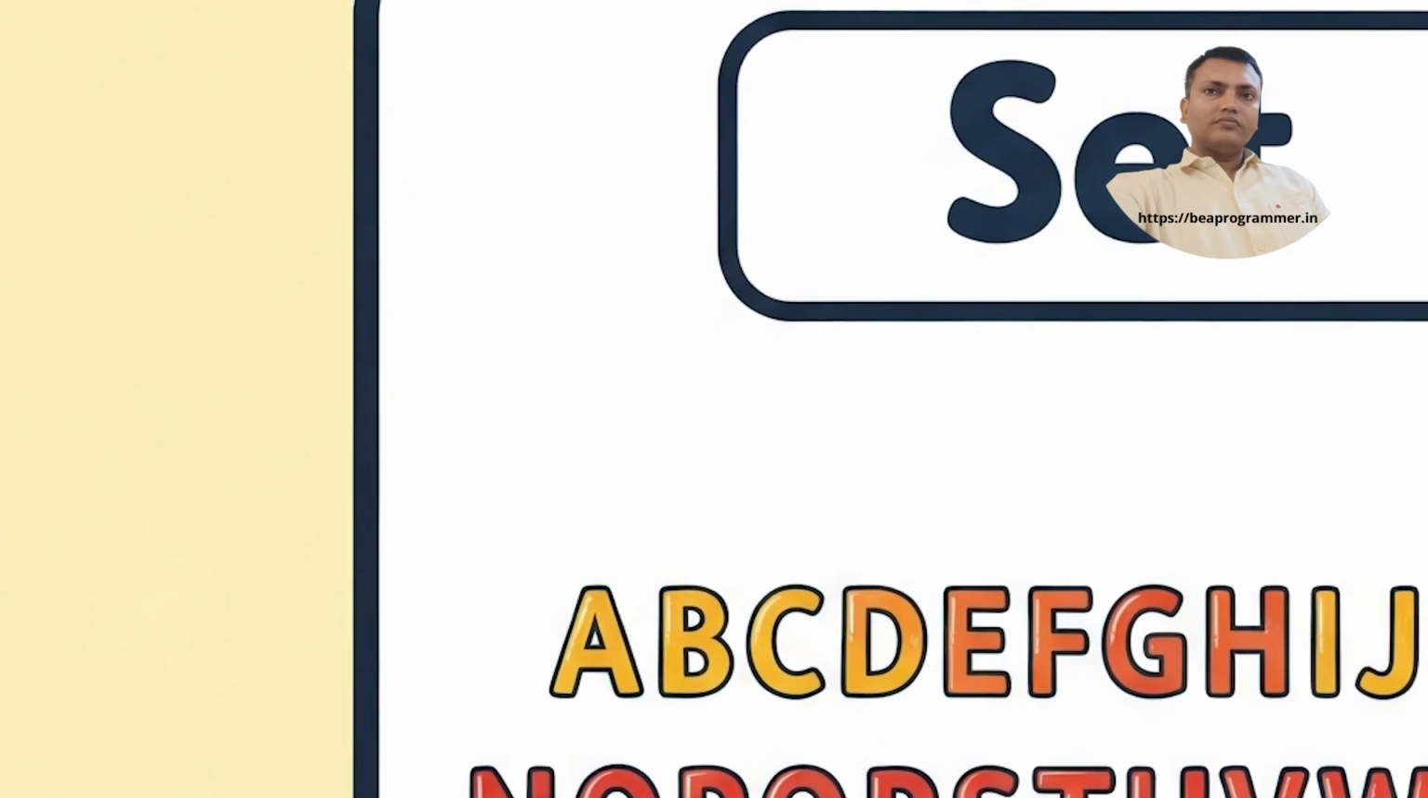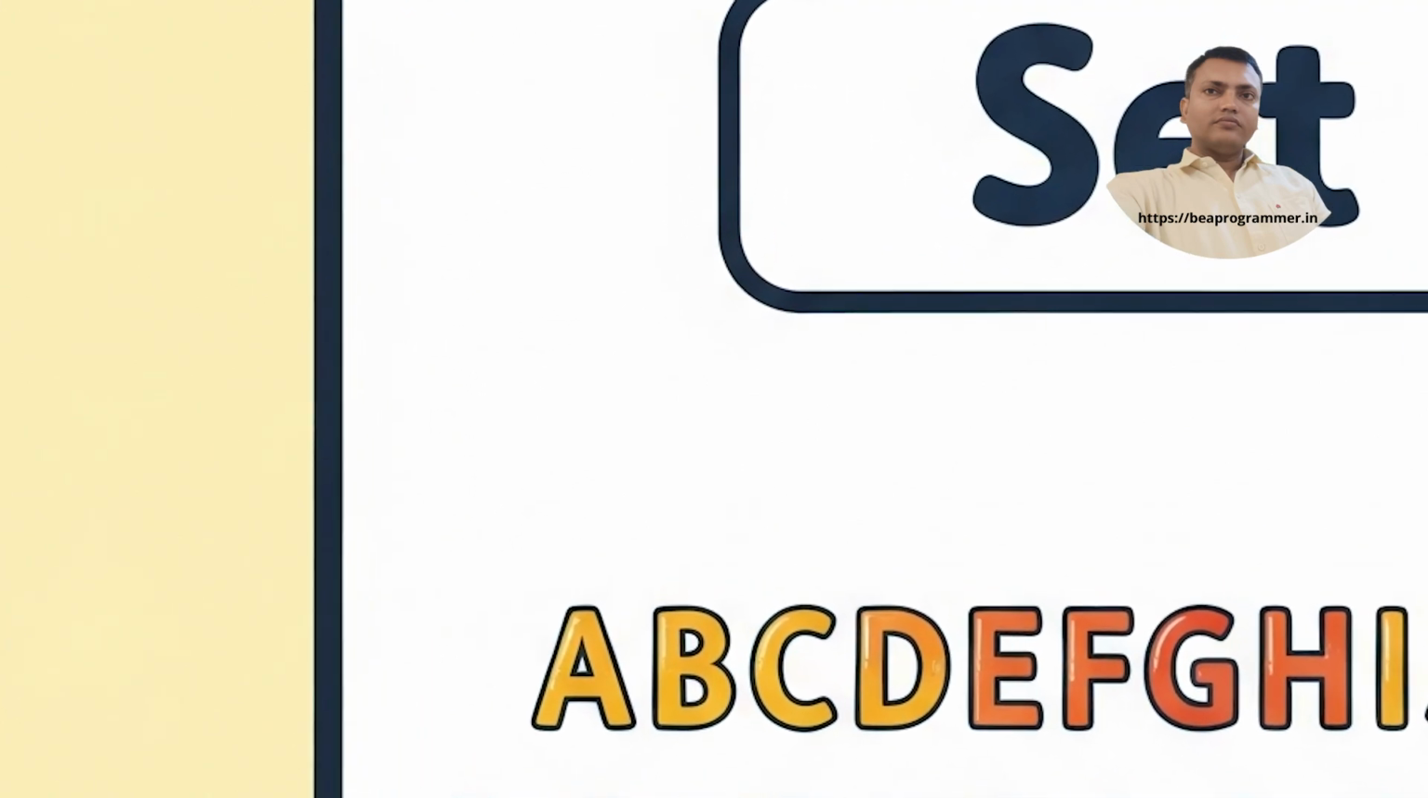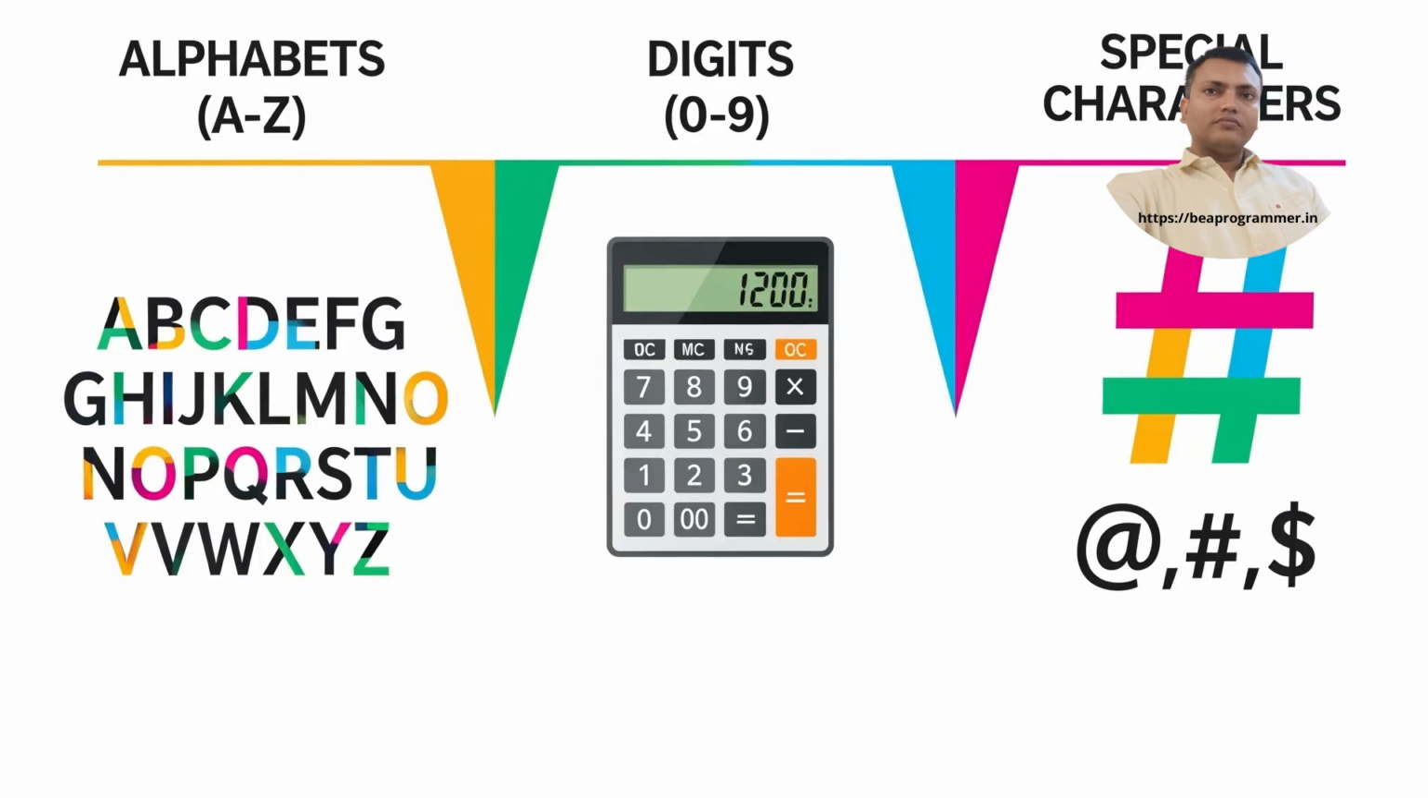A character set is a collection of characters that includes alphabets, A to Z, both uppercase and lowercase, digits, 0 to 9, and special characters like @, etc.